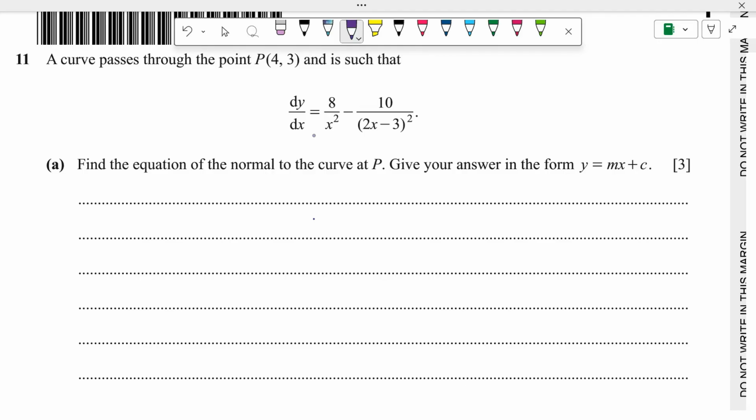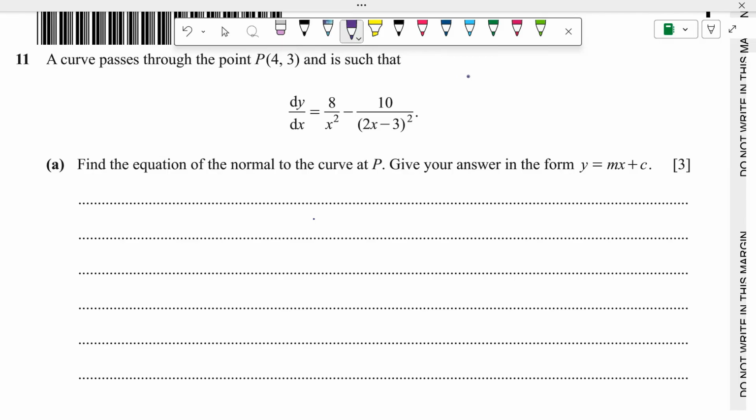Okay, we are going to start question number 11. A curve passes through the point P (4, 3) and is such that dy/dx = 8/x² - 10/(2x - 3)². Find the equation of the normal to the curve at point P. Give your answer in the form y = mx + b.